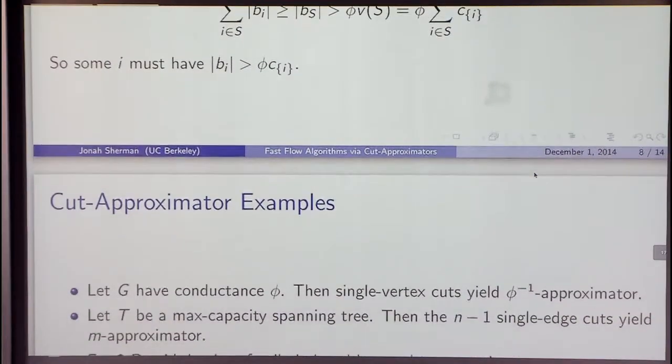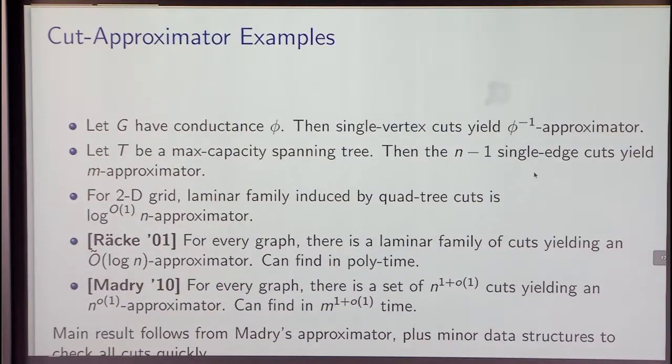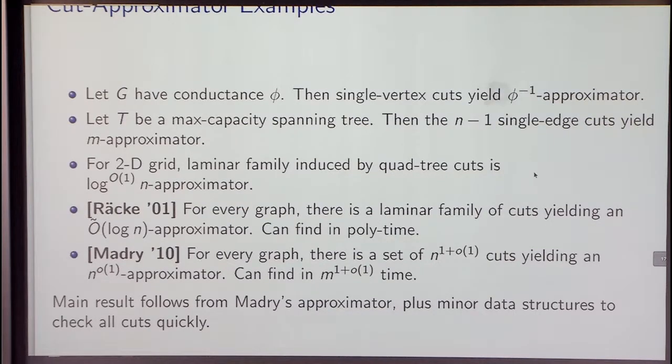So I'm just going to state some other examples. I'm not going to prove these. If you let T be a maximum capacity spanning tree, that is, a maximum weight spanning tree with respect to the capacities, and you look at the single edge cuts where you cut a single edge out of that tree, that gives you a factor M approximator. Intuitively, the reason is that if you look at any cut in the original graph and the capacity of that cut in the tree, it's bigger by at most a factor of M.